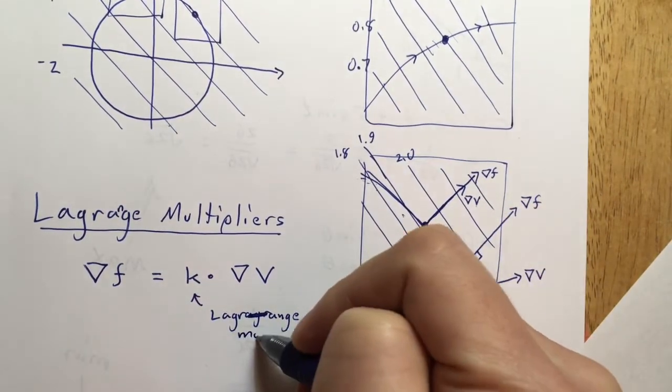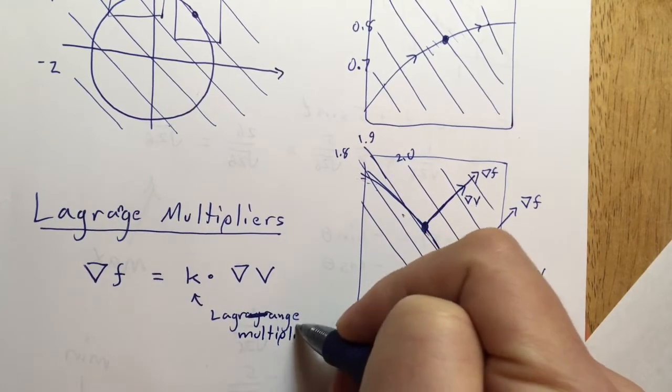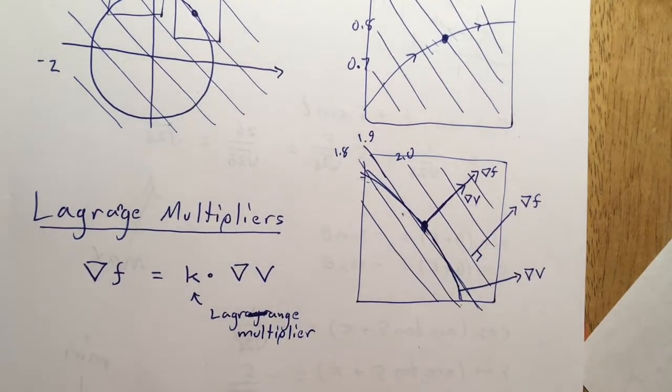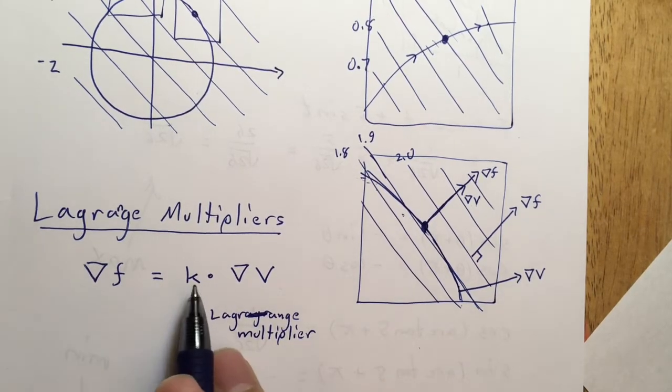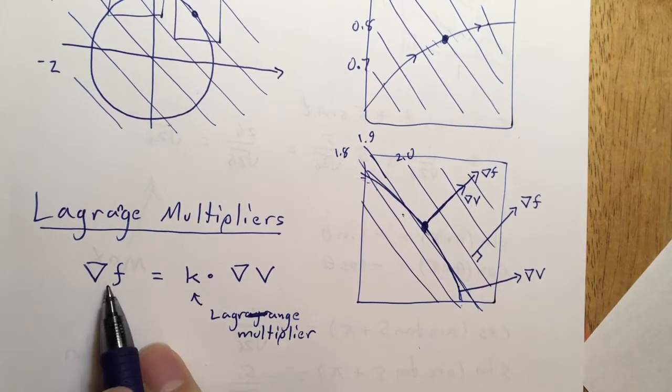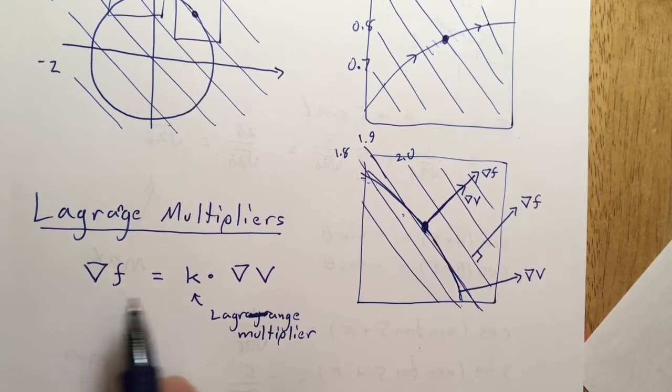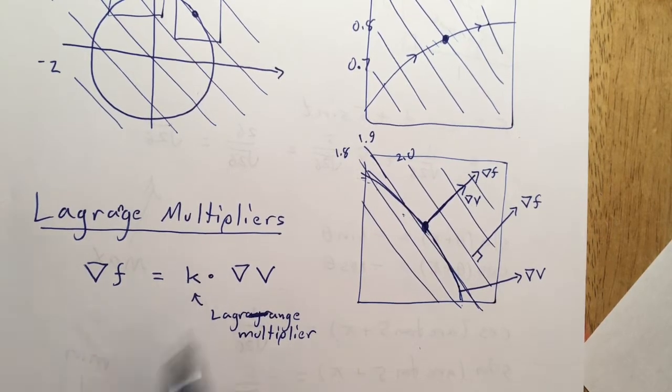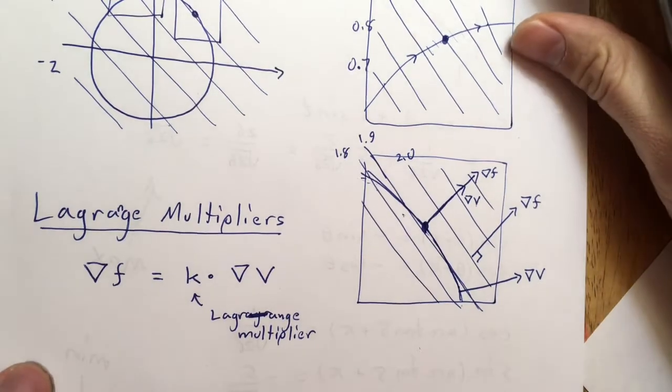Lagrange multiplier. That's my Lagrange multiplier right there. It's the constant that I'd have to multiply one vector by to get the other one, and it illustrates the idea that these vectors must be parallel to one another. And that's where you look for maxes and mins. So let's go ahead and solve this problem using Lagrange multipliers and see what we get.